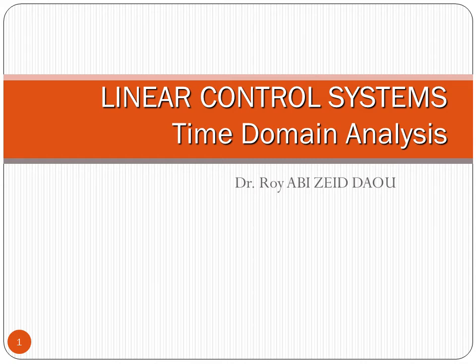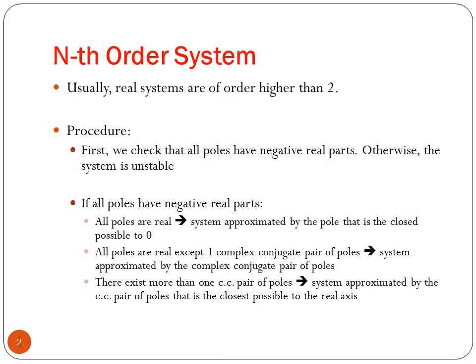So guys, here we continue with the time domain analysis. After presenting the first order systems and the second order system analysis, we'll go to higher order systems. It's of course based on an nth order. So for such systems, we have first to check if all poles have negative real parts.